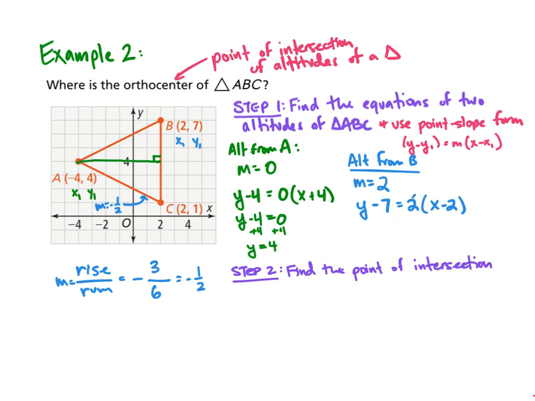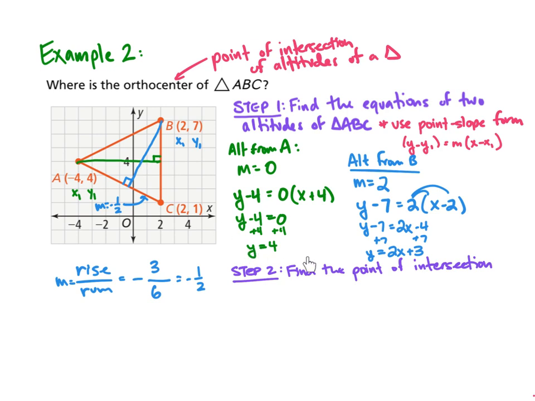So the next step is I'm going to distribute this 2 in there. So y minus 7 equals 2x minus 4. And then I'm going to add 7 to both sides, and that's going to take me to y equals 2x plus 3. And so that equation, y equals 2x plus 3, is our altitude that's going from B across over here to segment AC. So it's starting at B, going across, making a right angle at segment AC. So these two altitudes look like they are intersecting right around there.